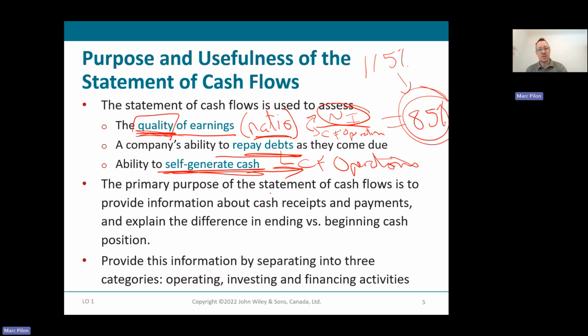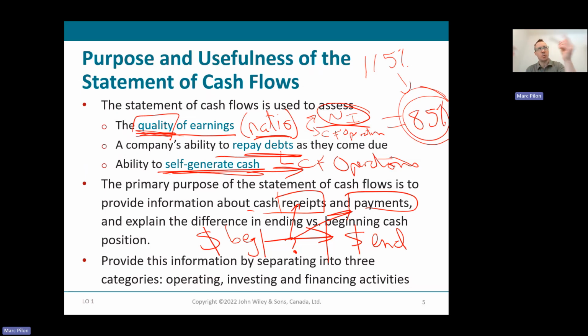The primary purpose of the statement of cash flow is to provide information about cash receipts and cash payments. So we have a cash balance at the beginning, and we have a cash balance at the end. And we want to know in between, where did the money go? And we do that through the cash receipts, money that came in, cash that went out, into 3 categories. We'll get to those 3 categories in a minute. Oh, they're right here. So those categories are operating, that's the first one. The second is investing. And the third one is financing activities.